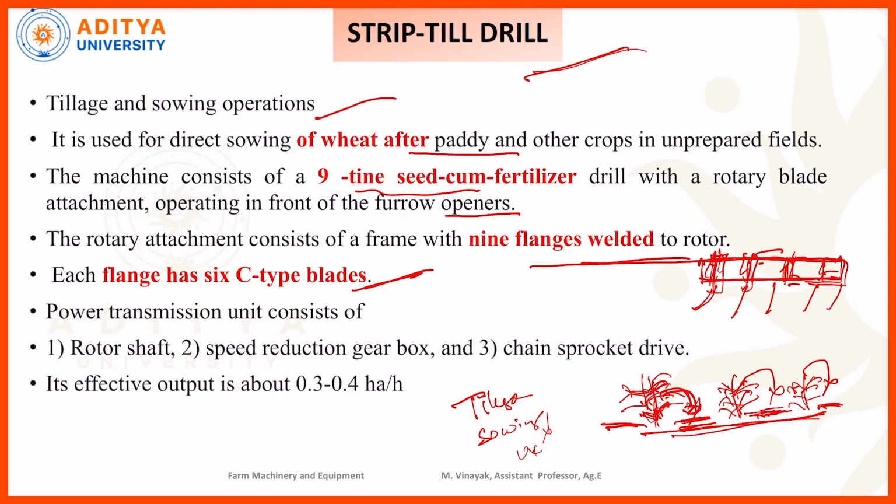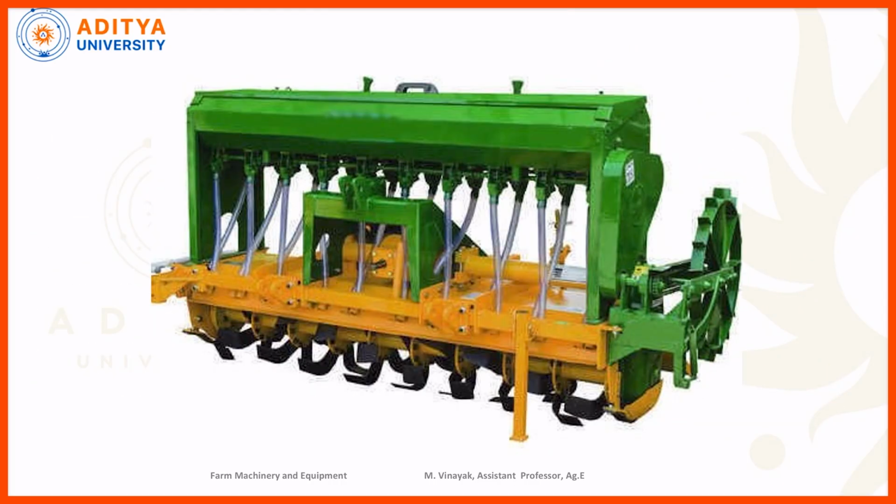The power transmission unit consists of the rotary shaft, speed reduction gearbox, and chain and sprocket. The effective field capacity is 0.3 to 0.4 hectare per hour. Here we can see the complete picture of this strip till drill. This one is the power transmission system. By using this ground wheel, we can transfer the power from the ground wheel to here, and we can provide the seed metering mechanism. Here one rotor shaft is there. This one is a rotor shaft. This one is a flange.